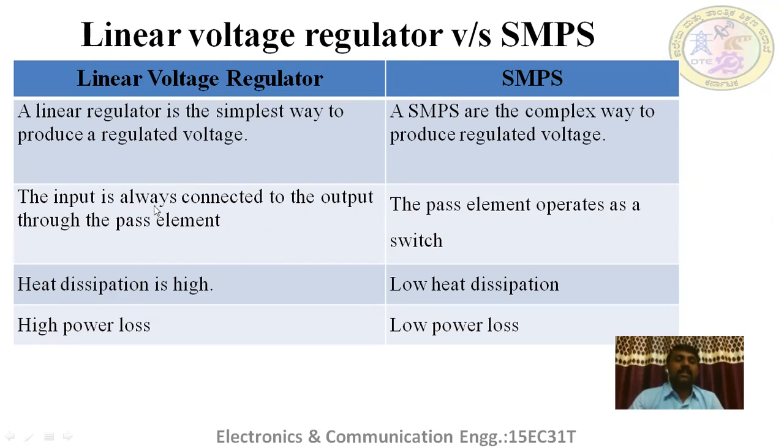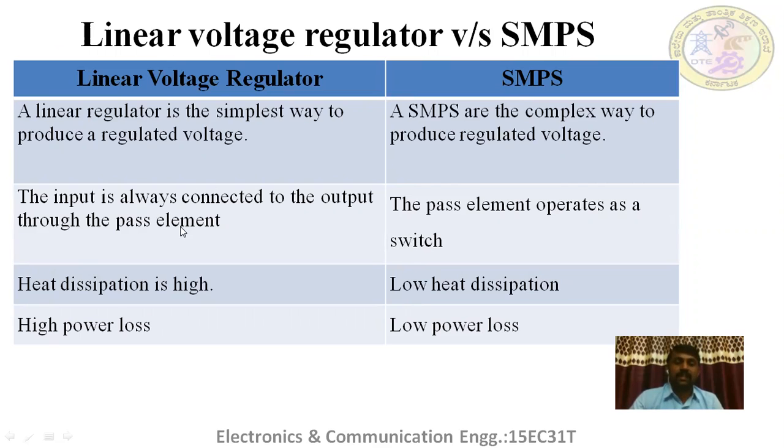The pass transistor in a linear voltage regulator is always connected, so it operates in the linear region. It is continuously connected in between source and load. But in SMPS, the pass element operates as a switch. That means it uses switching regulation.